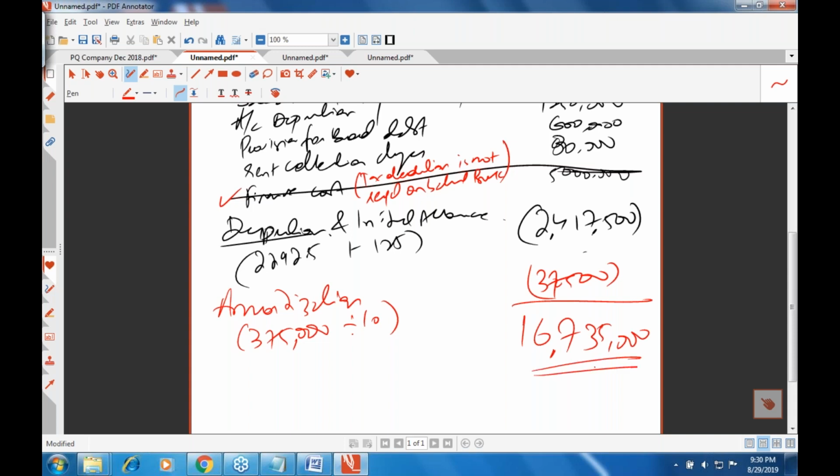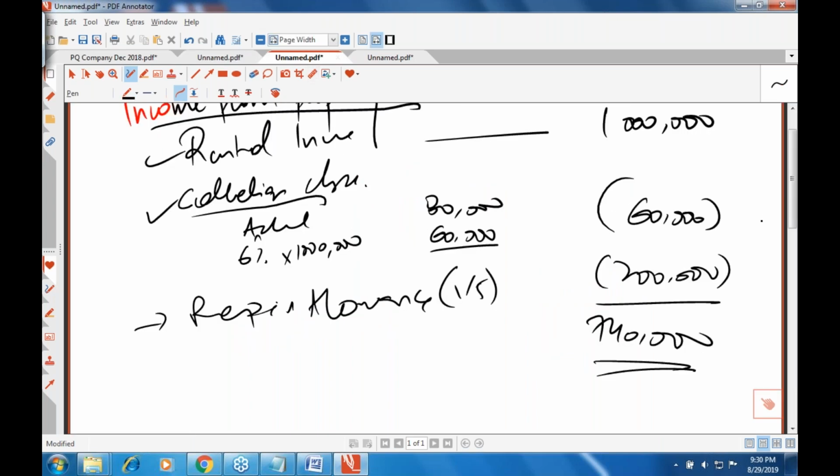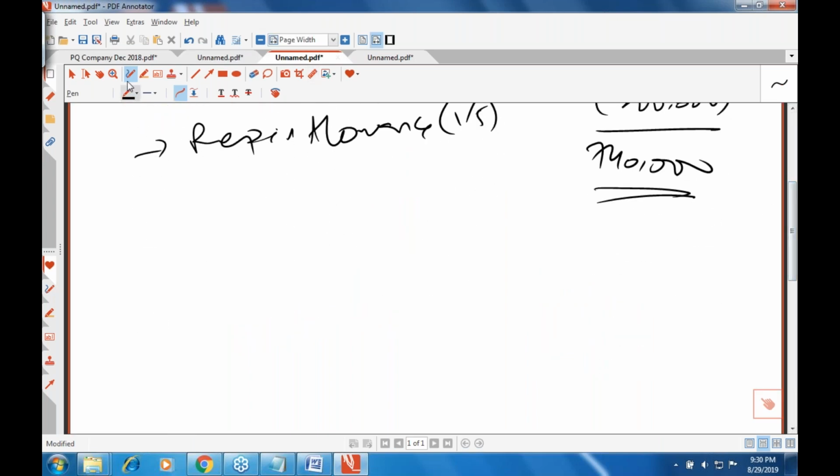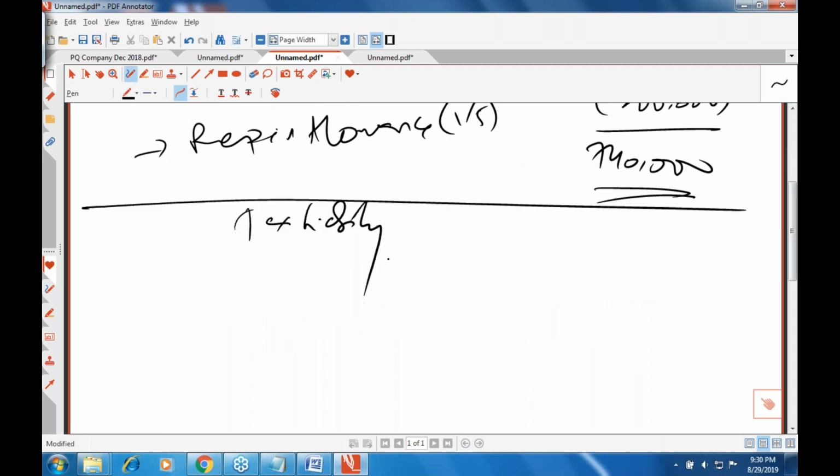16,735,000. That is what it is going to be. Now, you've got income from business, then you've got income from property, which is 740,000. Remember, whenever we are calculating the tax liability of the company, the income from property is not taxed separately. For an individual, it's taxed separately, but for a company, it has to be taxed together with the other income.